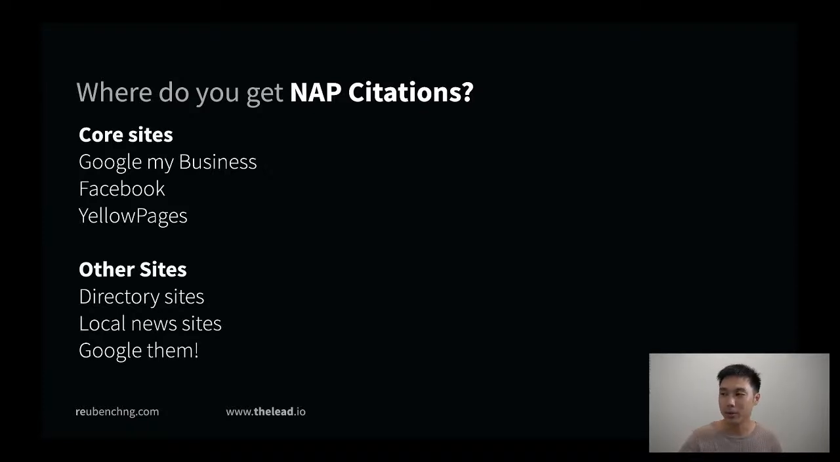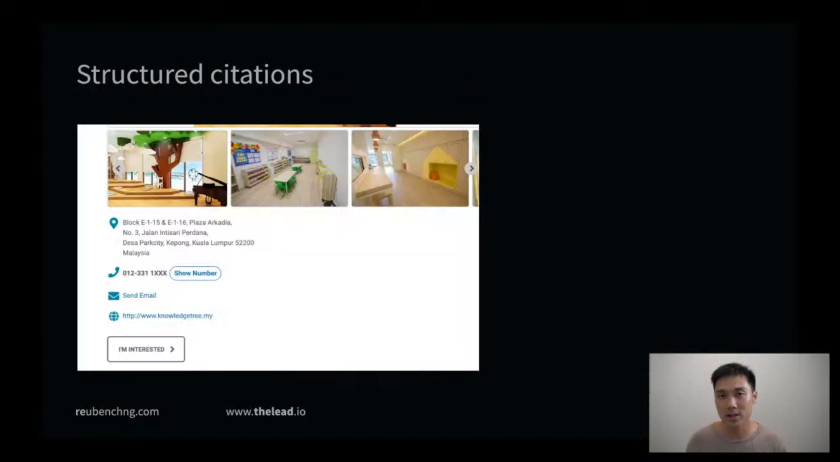To give an example, there are two types of citations before I go into examples. The first one is a structured citation. This is the most common one. In this example, it's structured because it has the address, the phone number, and of course the website, all inside a nice structured layout on this directory. This is for a kindergarten, for example. So this is structured.